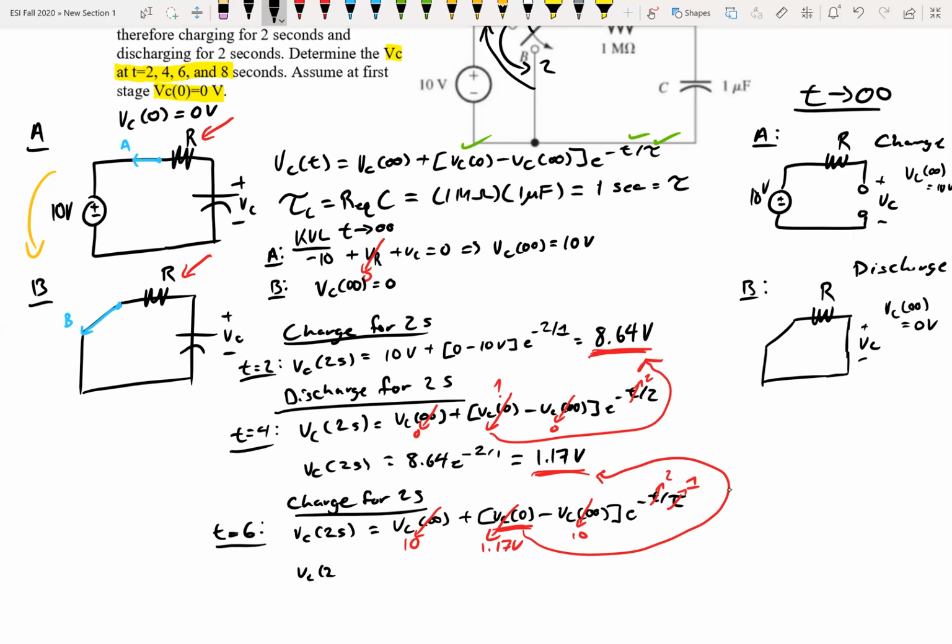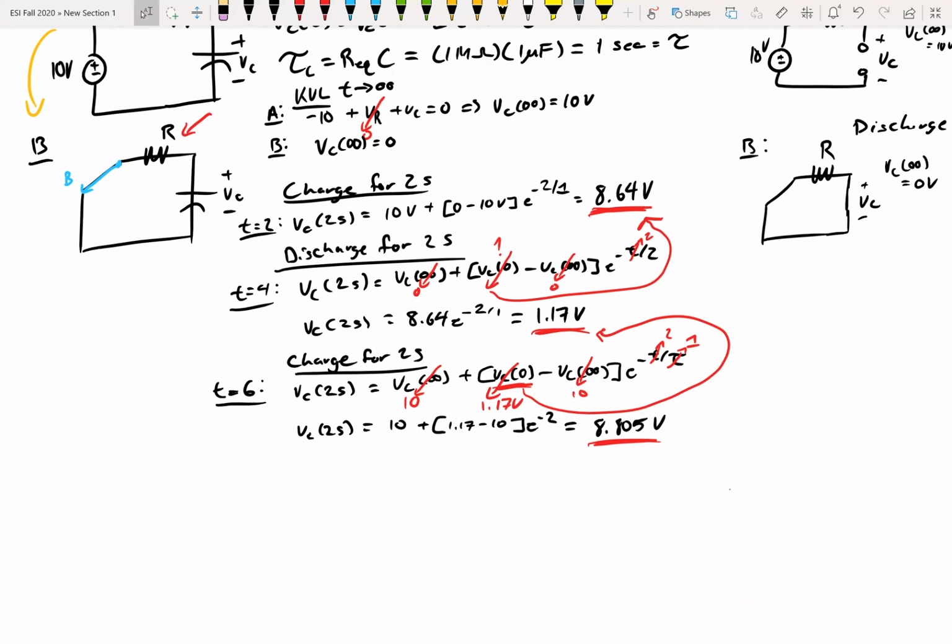So VC for 2 seconds here would be 10 plus 0.17 minus 10 e to the minus 2, which would give us a value of 8.805 volts. Okay.